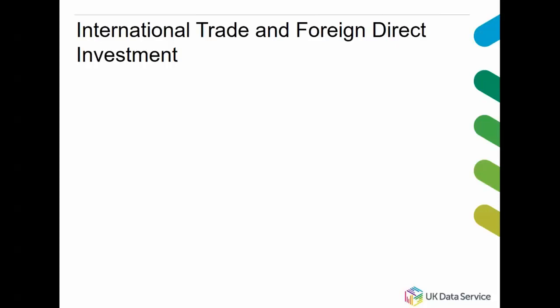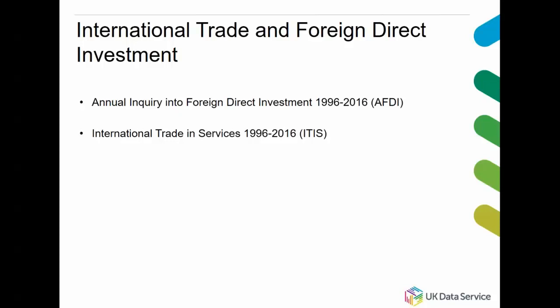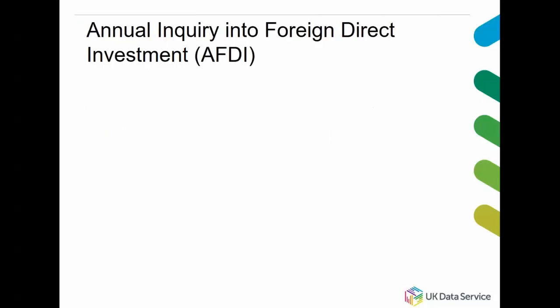There are a couple of data sets that cover international trade and foreign direct investment. The first is the Annual Inquiry into Foreign Direct Investment itself, 1996 to 2016, the AFDI, and the International Trade in Services. Now, the Annual Inquiry into Foreign Direct Investment holds information on UK companies and their foreign affiliates, and there's information in there on the country of operation, the industry, the percent of equity held, operating profits, transactions, flows of equity capital, acquisitions and disposals of equity capital, levels of investment, and much more actually.